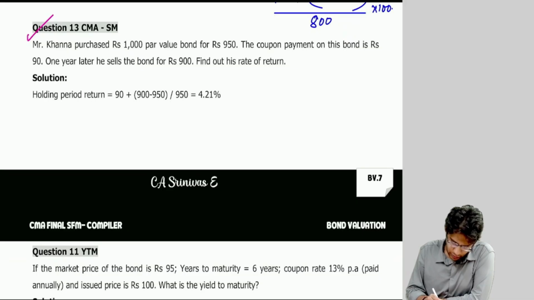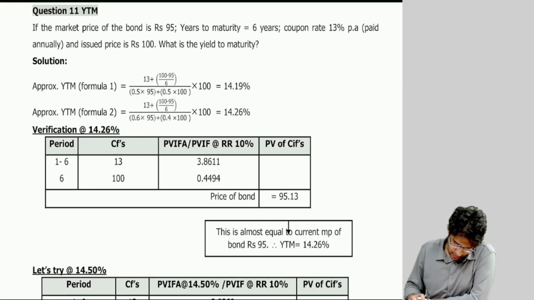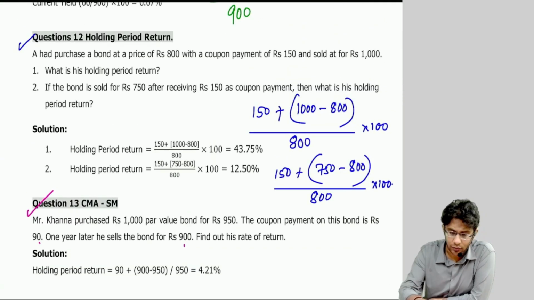Kanna purchased a 1000 rupees par value bond for 950. Coupon payment is 90 rupees. One year later, he sells the bond for 900. Find out his rate of return. Can we handle this? Okay, hereafter, the story of YTMs.